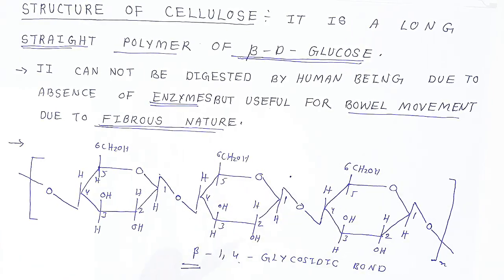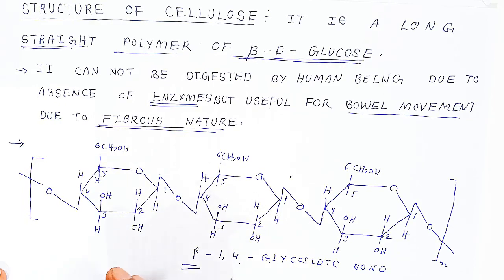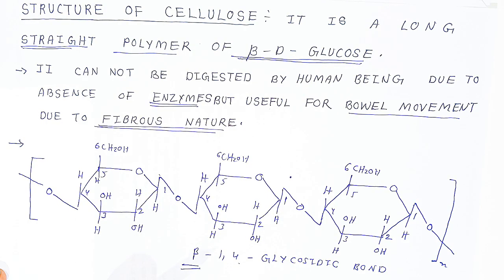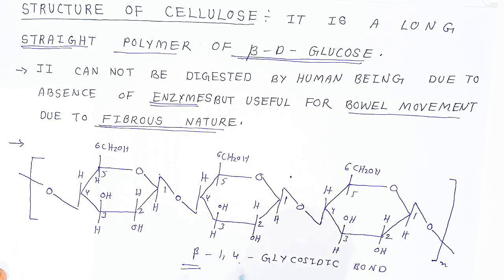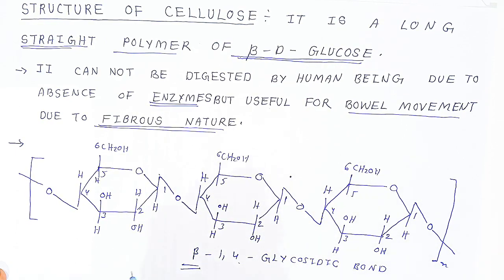So this is the structure of cellulose, students. Very important, they are present in the plant. Mostly cellulose is present in the plant. Okay students, so this is the structure of what? Beta 1,4 bond, that is beta 1,4 glycosidic bond. Very important, students, this is also a homopolymer.